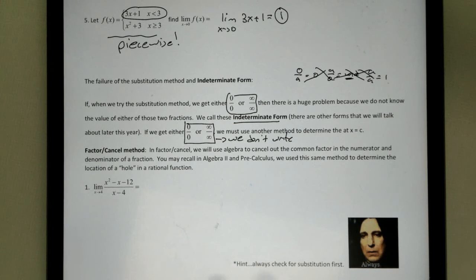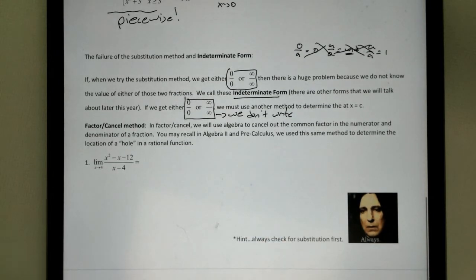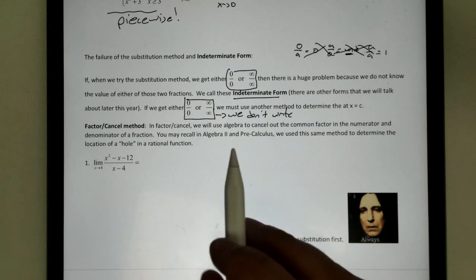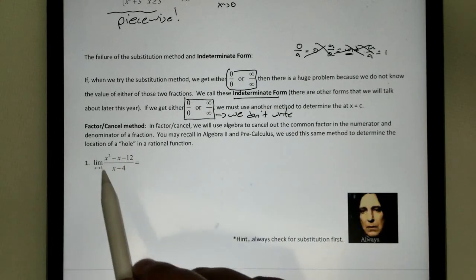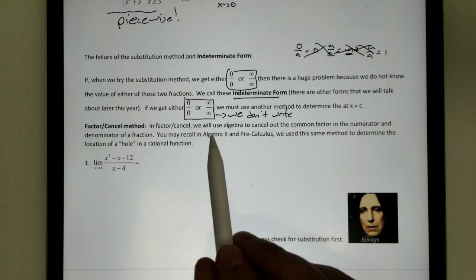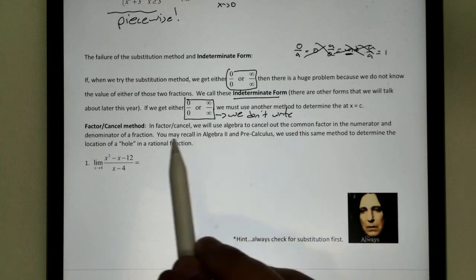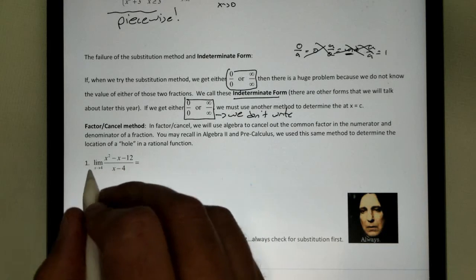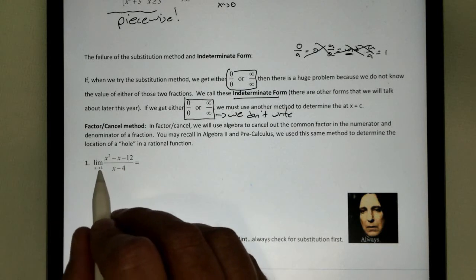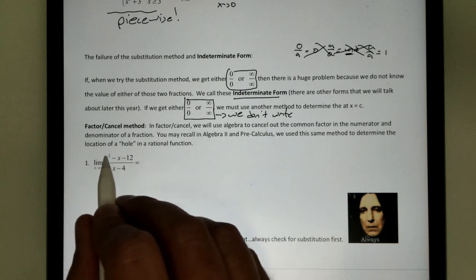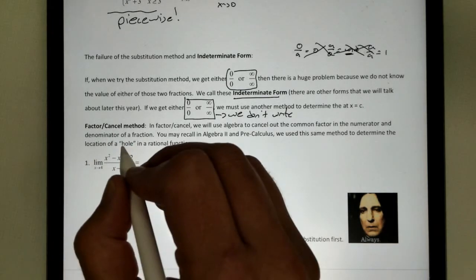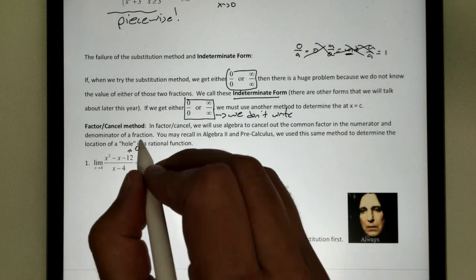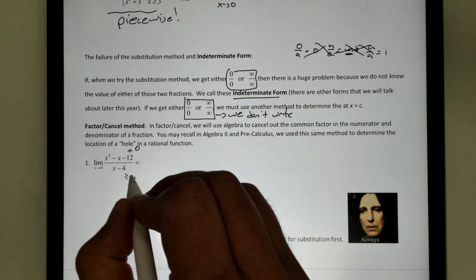Now, the first method we're going to talk about is the factor cancel. Again, might be a review for some of you. That's awesome. The factor cancel is when you look for a common factor on the numerator and the denominator. In Algebra 2 and Pre-Cal, we use the same method to determine the location of a hole in a rational function. Matter of fact, this is the definition of a hole. So if we look at the very first one, we want to find the limit as x is approaching 4 right here. Okay? So as the limit as x approaches 4, if I try plugging in 4, you're going to notice we get 0 on top and we get 0 on bottom.